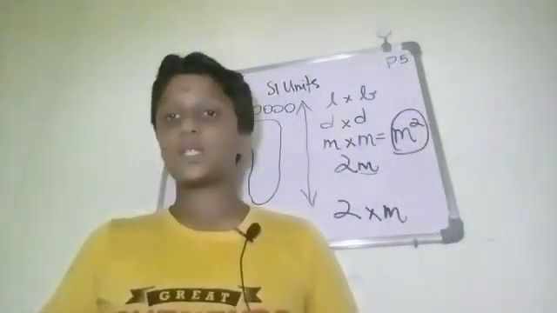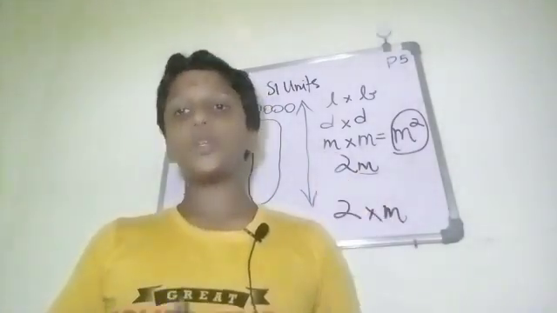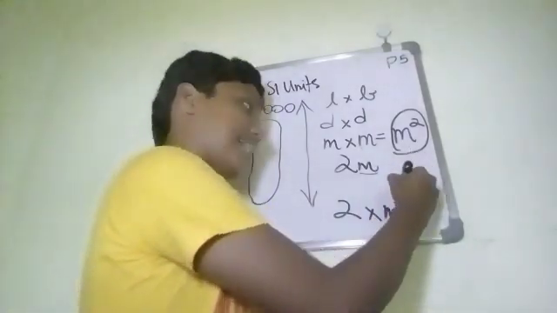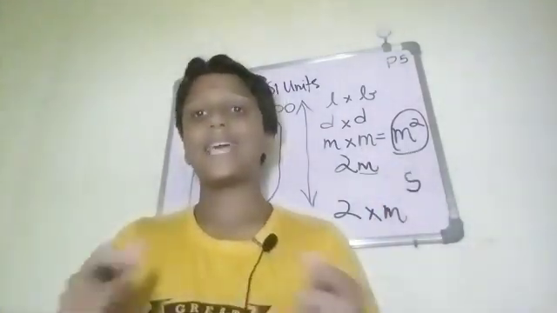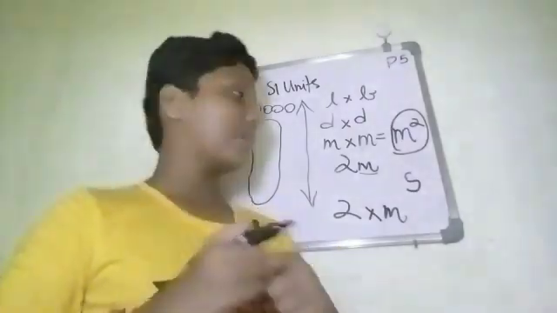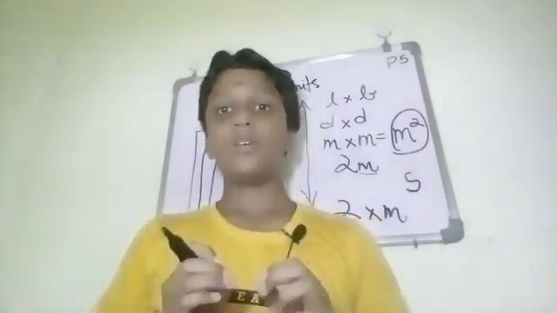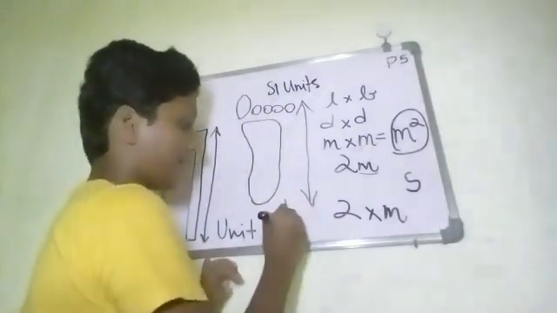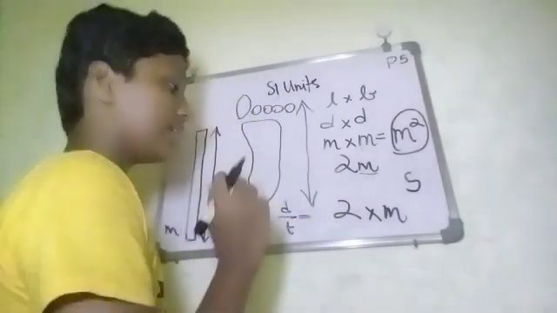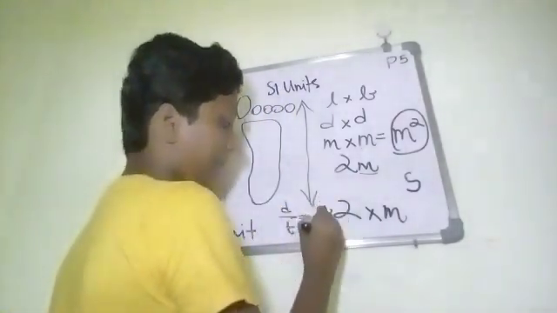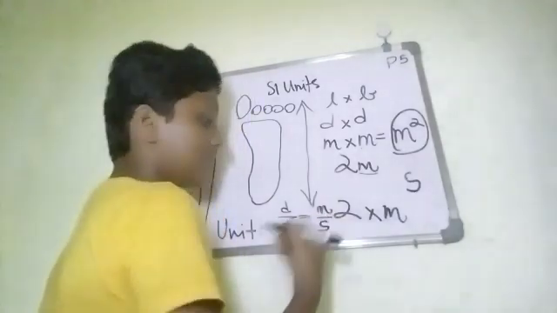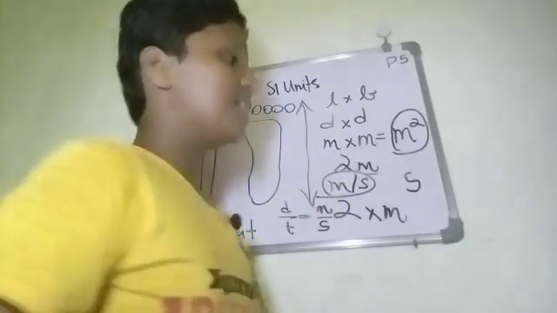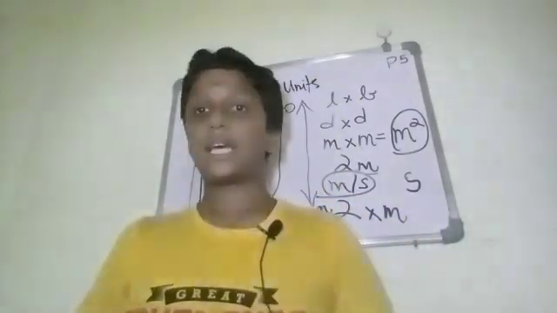It is meter squared. And now, what is the SI unit for time? The SI unit for time is the second. When you take, for example, speed, the formula for speed is distance by time. The SI unit for distance is meter, and for time it is second. So the unit is meter per second. Like this we derive other SI units.